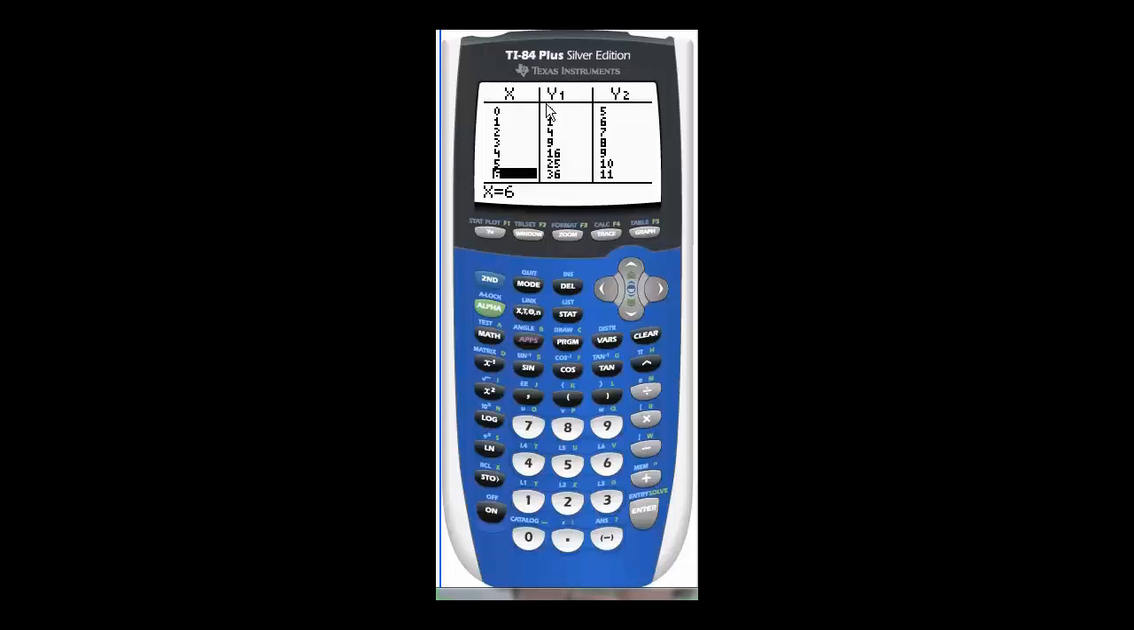So it's just kind of nice to use the table to compare y values of two different functions at the same time. So you can play around with that. You can play around with your table setup, play around with plugging in functions, and good luck!